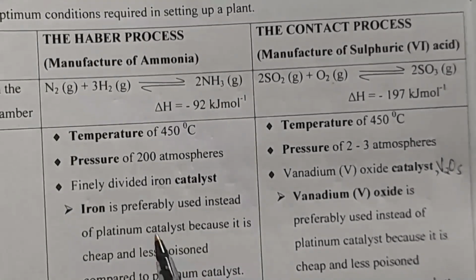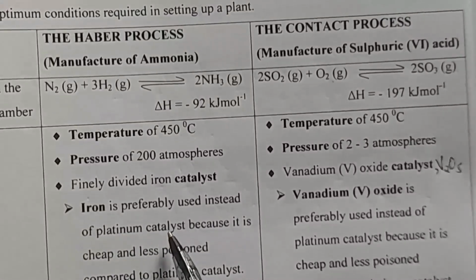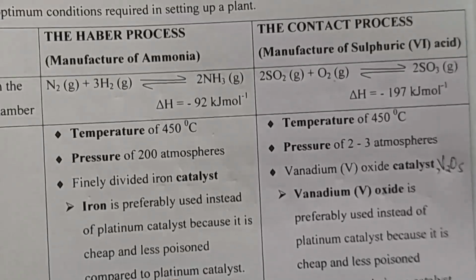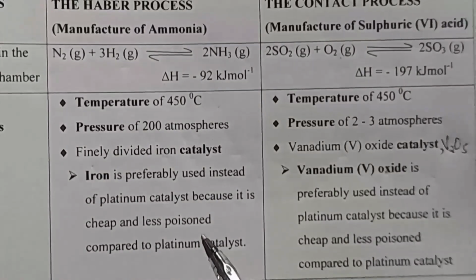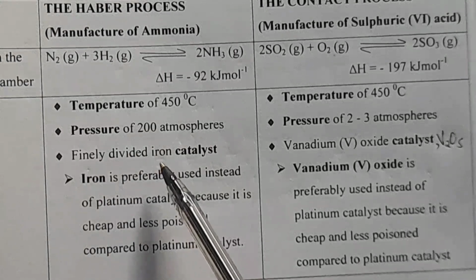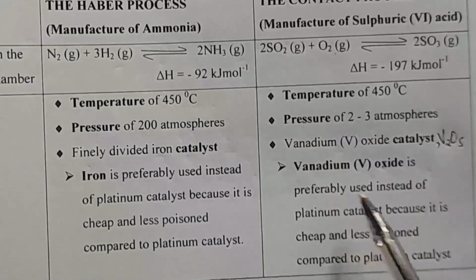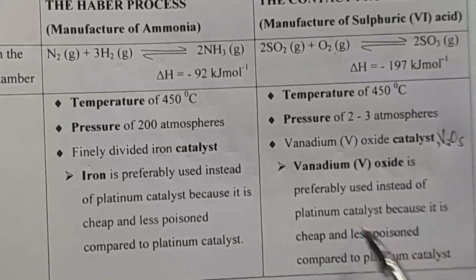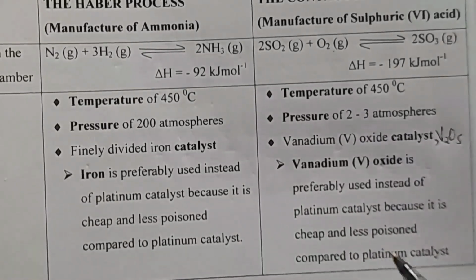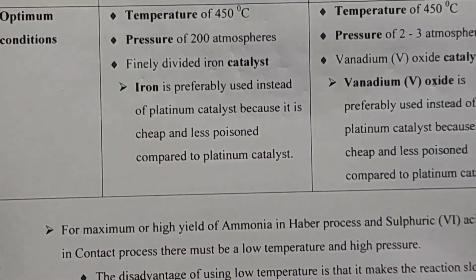Then we're saying iron is preferably used instead of platinum catalyst in the Haber process. The reason is that it is cheap, that's one, and it is less poisoned compared to platinum catalyst. So during the exam, you can be told to state 2 advantages of using finely divided iron instead of platinum. Here, vanadium 5 oxide is preferably used instead of platinum catalyst because it is cheap. Thus, vanadium 5 oxide is cheap and it is less poisoned compared to platinum catalyst. That is it for both the Haber process and the contact process.